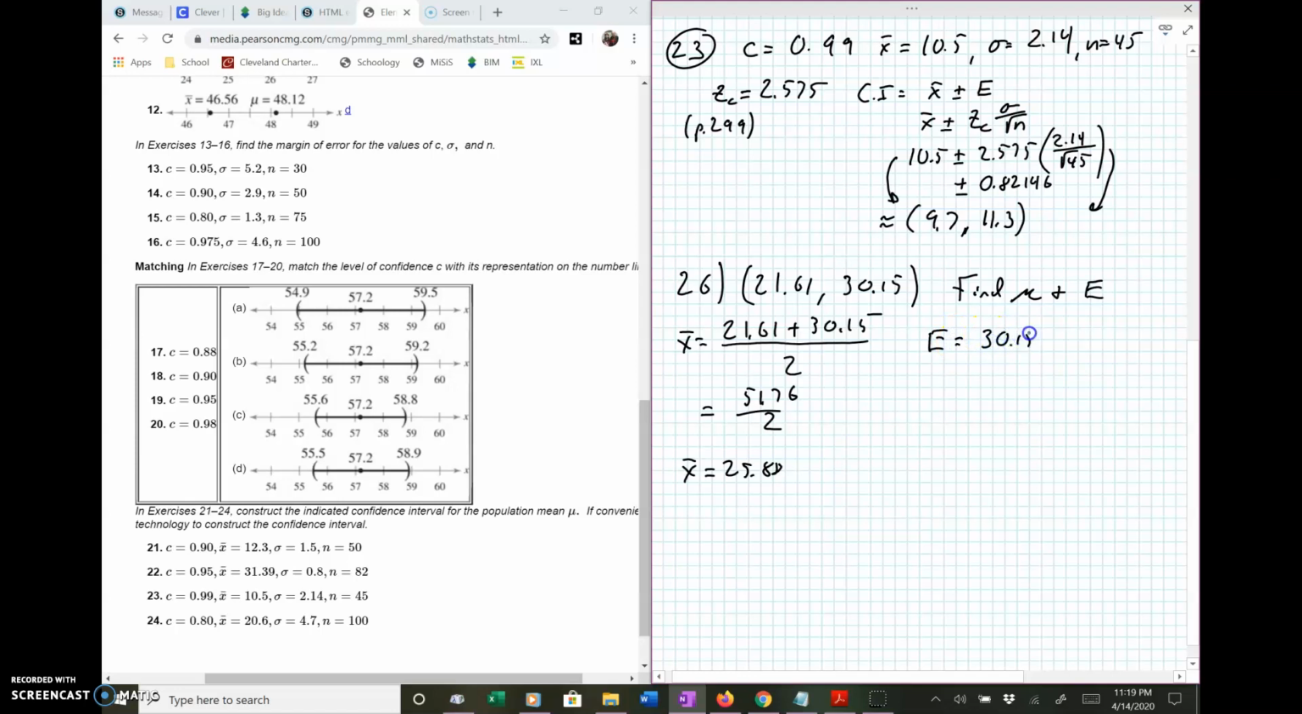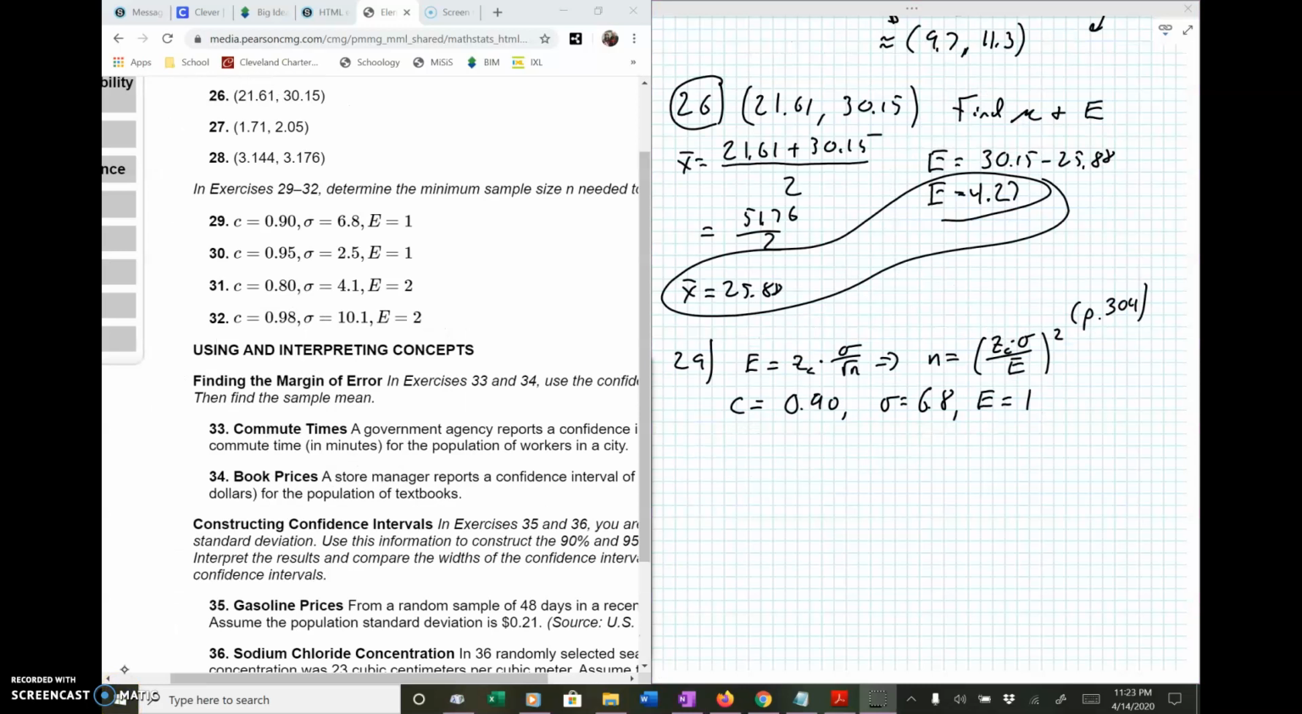So that's just going to be like 30.15 minus 25.88, and that is going to give me 4.17, I believe. Oops, check that. That's not 17. It should be 44.27 for my margin of error, and there are my answers.